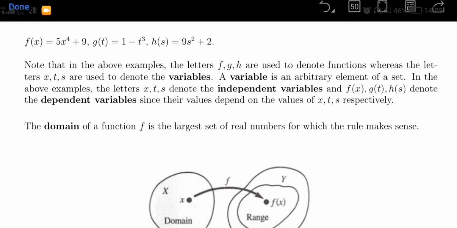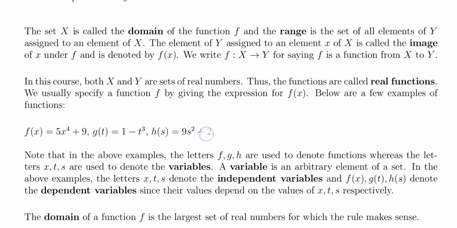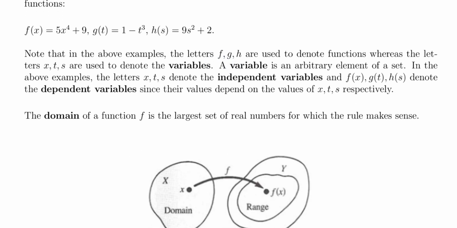So guys, these are examples of functions. These right here are what we call examples of functions. Like f of x is equal to 5x to the power 4 plus 9. G of t is equal to 1 minus t cubed. H of s is equal to 9s squared plus 2. Those are examples of functions. You have to understand that in the above examples, the letters f, g, and h are used to denote functions, whereas the letters x, t, and s are used to denote variables.